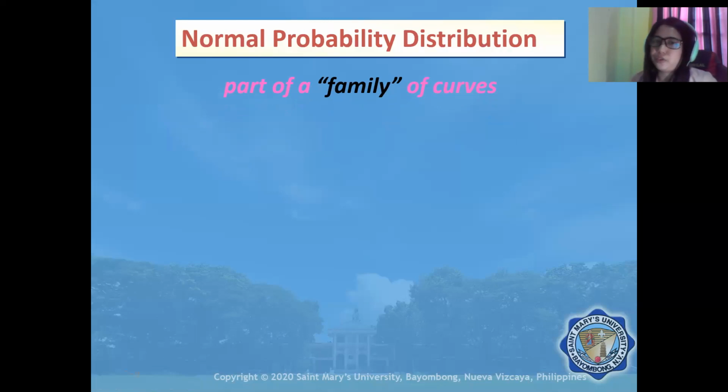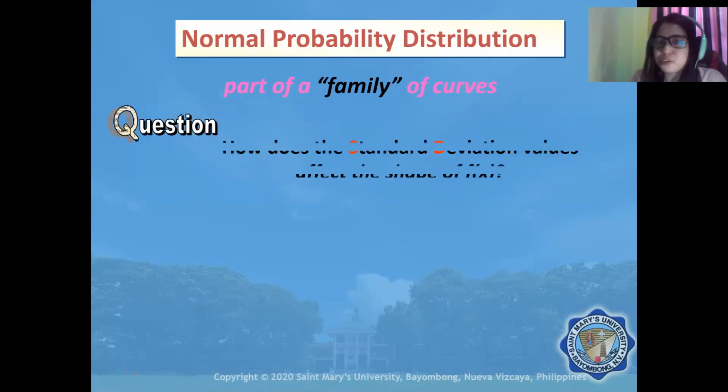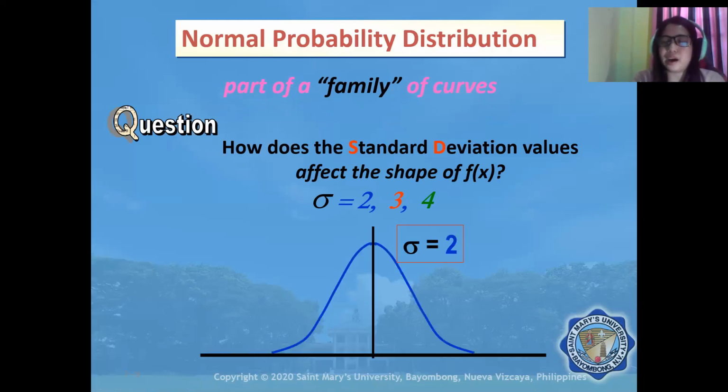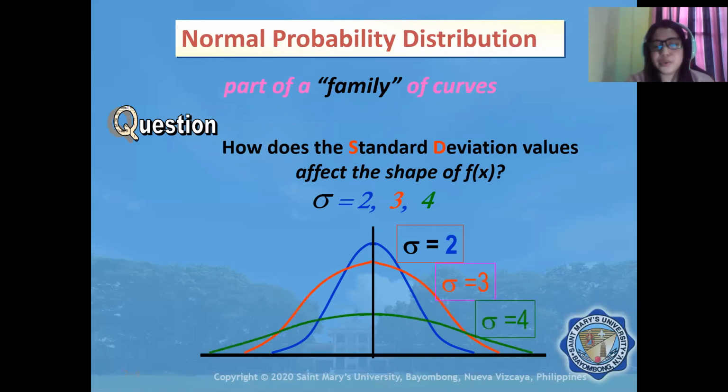So for the normal probability distribution, as mentioned, how does the standard deviation value affect the shape of the f of x? We were able to see if it is 2, 3, or 4. So we have this figure. The green one is the higher value, while sigma equal to 2 is the less spread, and more spread for sigma equal to 4.